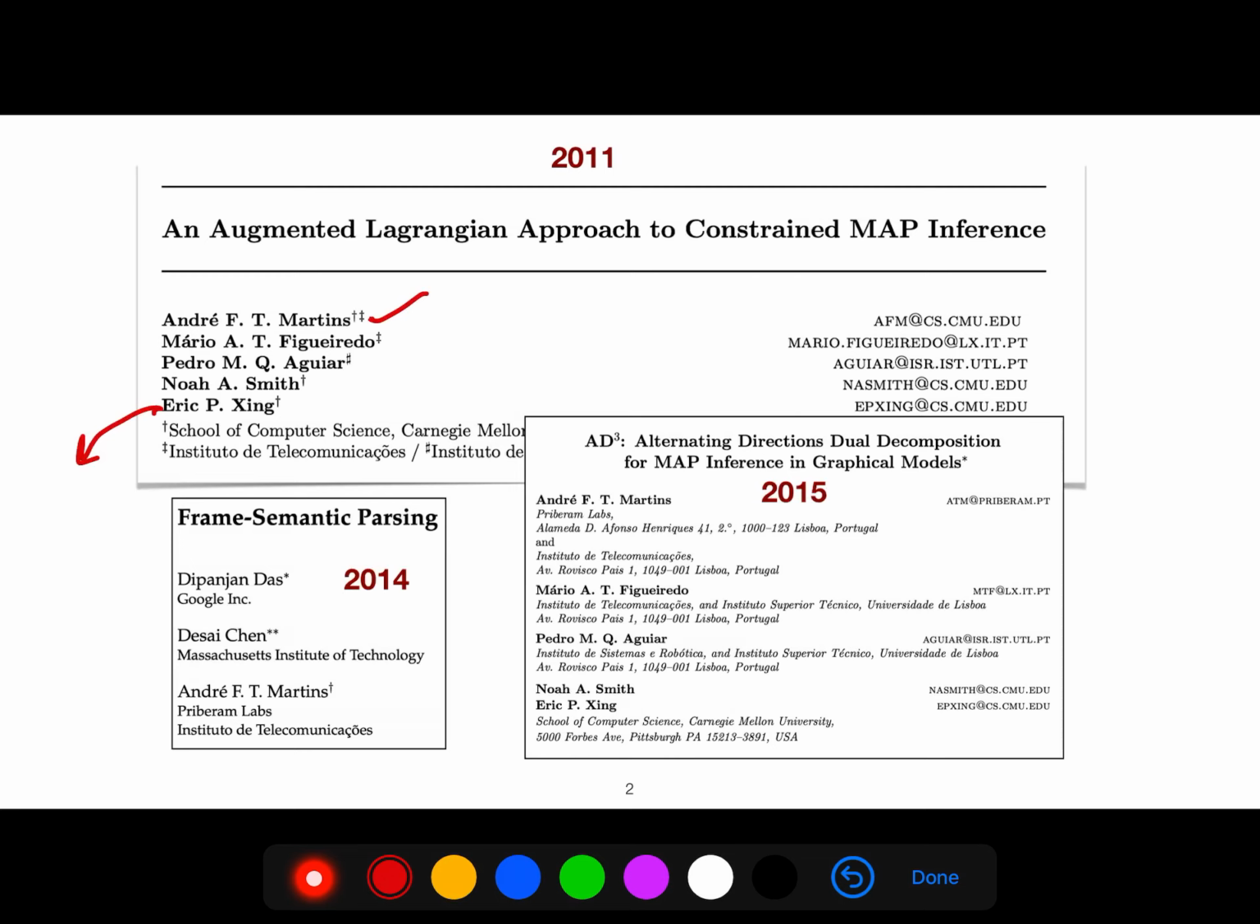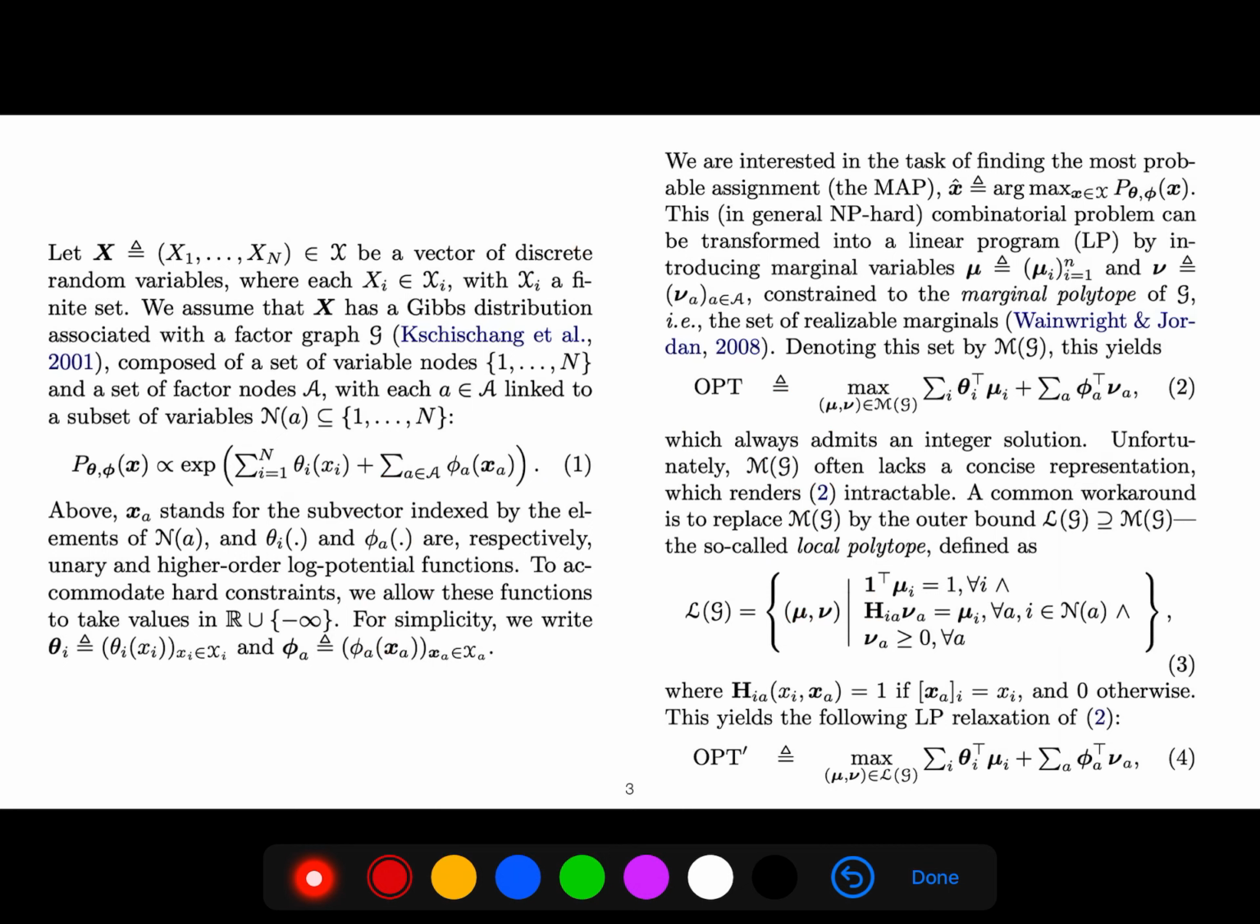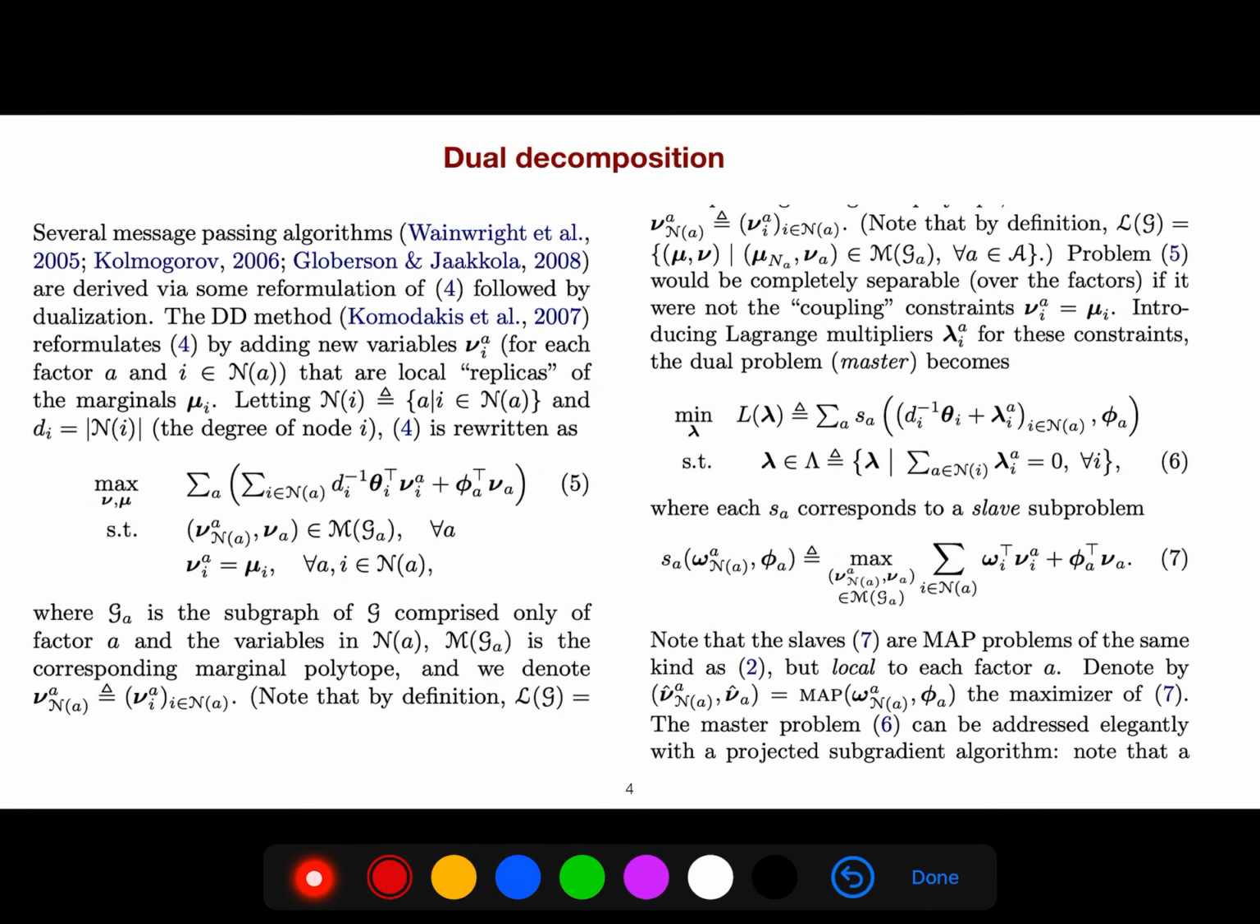And there are also interesting articles, like another article of Andre Martins, AD3. So let's focus on this one. You see that everything is the same. First of all, we argue similarly that solving this optimization problem is expensive, and if we don't do the decomposition, even if we use the local polytope and relax it and work on a more relaxed version, still it is not good. That's why we move to the dual decomposition.